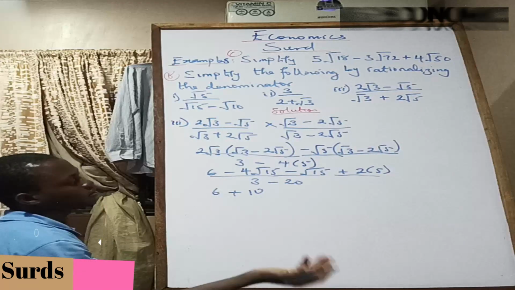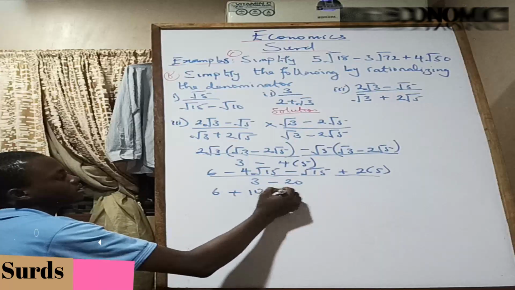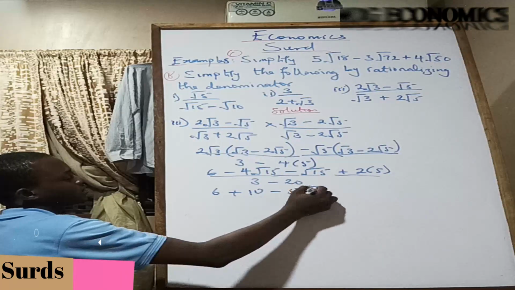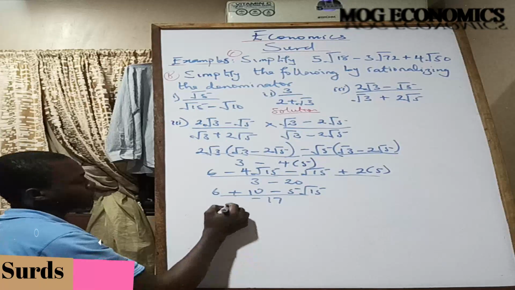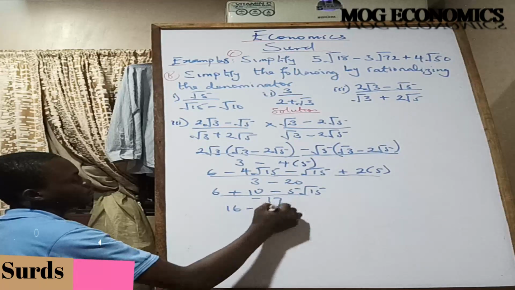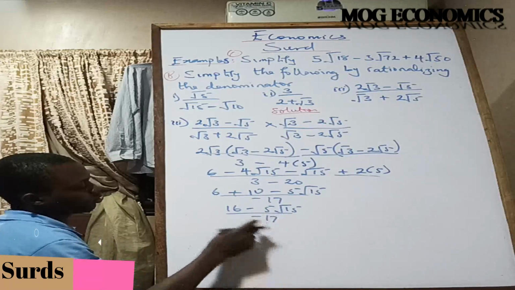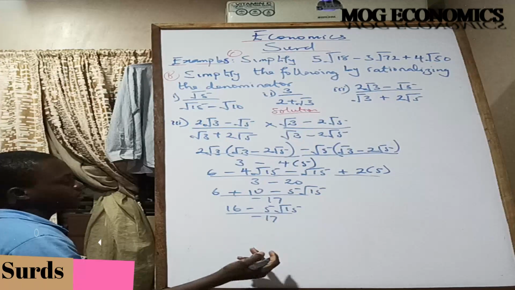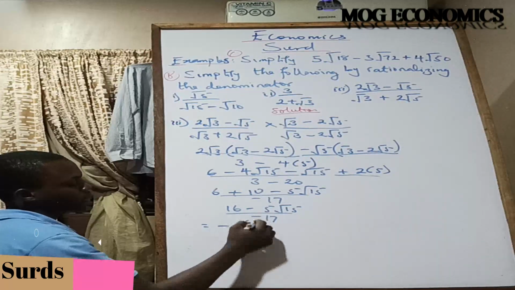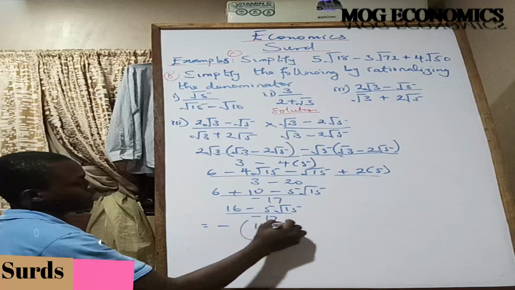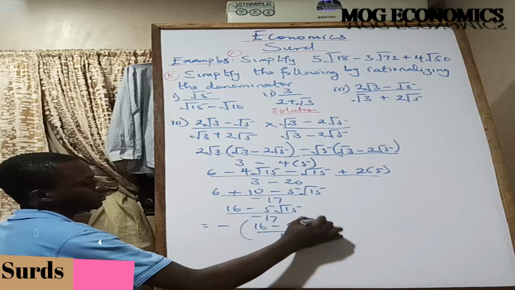Then this is minus 4 root 15 minus 1 root 15. What's this? An invisible one. That's going to give us minus 5 root 15, divided by minus 17. So we have 16 minus 5 root 15 divided by minus 17. This minus is affecting everything, so we could just write this as minus into brackets 16 minus 5 root 15 divided by 17.